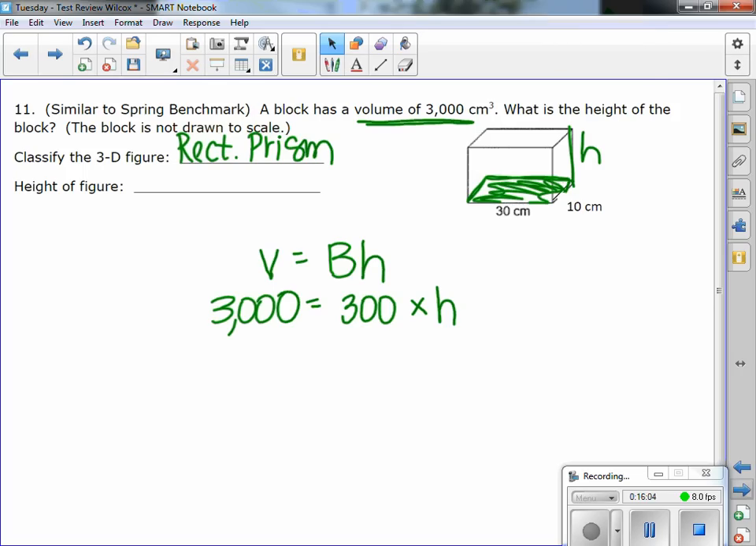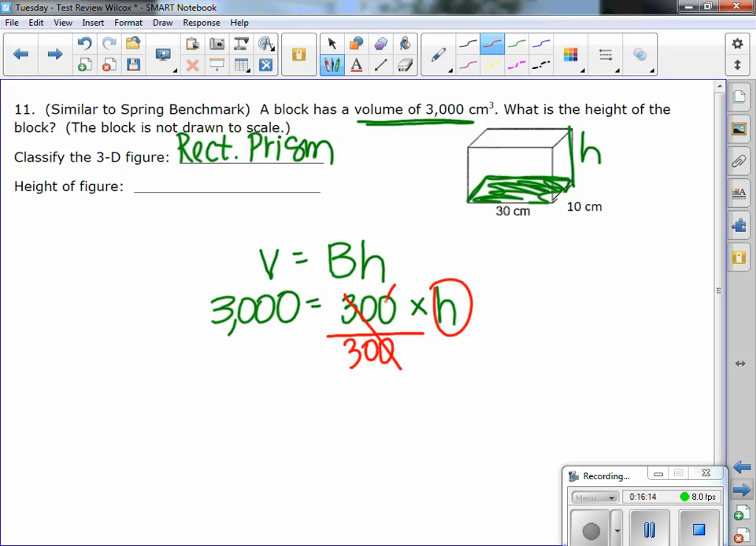Like we learned earlier in the year when we're solving equations, to get the h by itself, because that's what I want to solve for, the opposite of multiplying by 300 is dividing by 300. Those will cancel each other out. Divide the right side by 300, you must divide the left side by 300. When you divide 3,000 by 300, you're left with 10, and on the right side, you're left with just the h. So the height is equal to 10 centimeters.